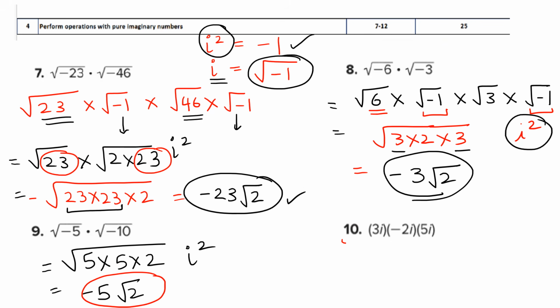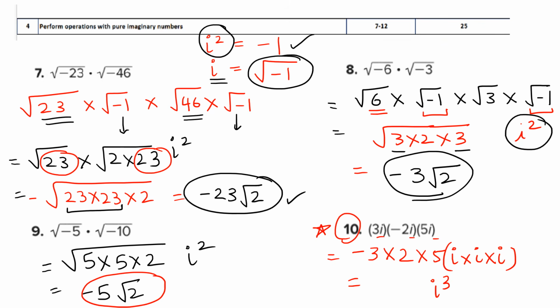Let's do question 10. This is important. Now, if you see here, there is no square root. You only have i. How many times? And there is a negative sign also. So first multiply the numbers: 3 times 2 times 5. There is a negative sign, so it comes outside. And now you multiply iota. How many times? 1, 2, 3. So i multiplied with i multiplied with i, 3 times. Can I say it is i cubed?